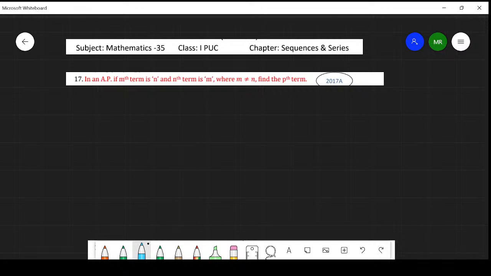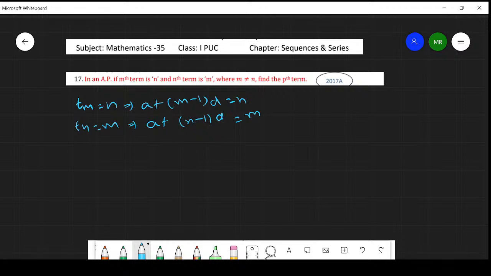Now the 17th one. In an AP, the mth term is n and the nth term is m, where m is not equal to n. Find the pth term. So in the given AP, the mth term is n, that is Tm is equal to n. That means a plus (m minus 1) into d is equal to n. The nth term is m, so a plus (n minus 1) into d is equal to m. They are asking for the pth term. Now I can solve this.